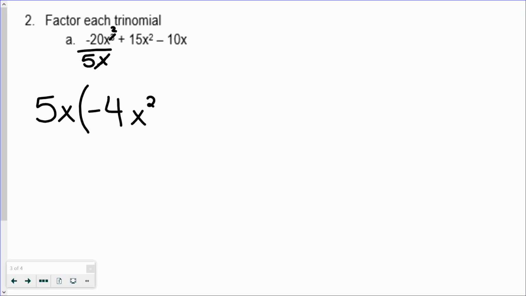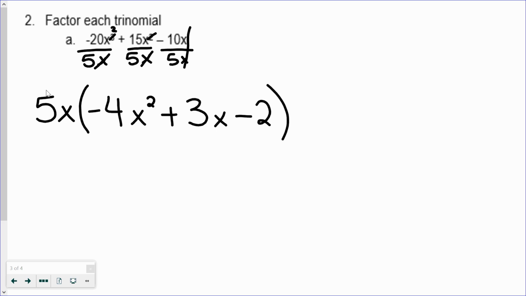Okay, next term. 15 divided by 5 is 3. Okay, so plus 3. And then I have 2 x's on top, 1 on the bottom. I'm left with 1. Negative 10 divided by 5 is minus 2. X's cancel out.